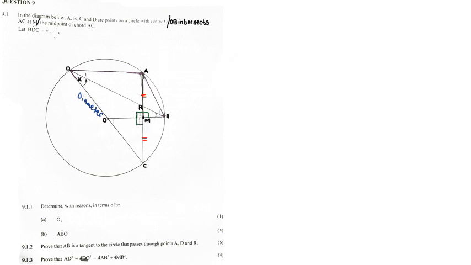We've now read the given information. The last thing they say is let angle BDC equal x. So BDC equals x, and they've indicated that for us on the diagram as well. That angle over there.